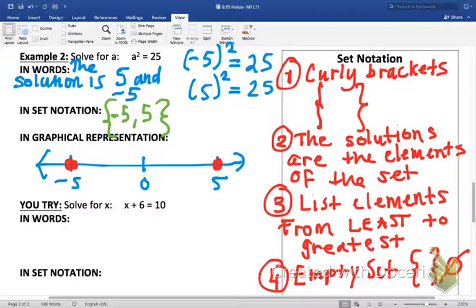So now what I'd like you to do is, before moving on to the next part of the video, pause the video and try the you try example here, which is x plus 6 equals 10. You should be able to easily get a solution, and then you're going to write the solution in words, in set notation, and also show the solution on the number line.